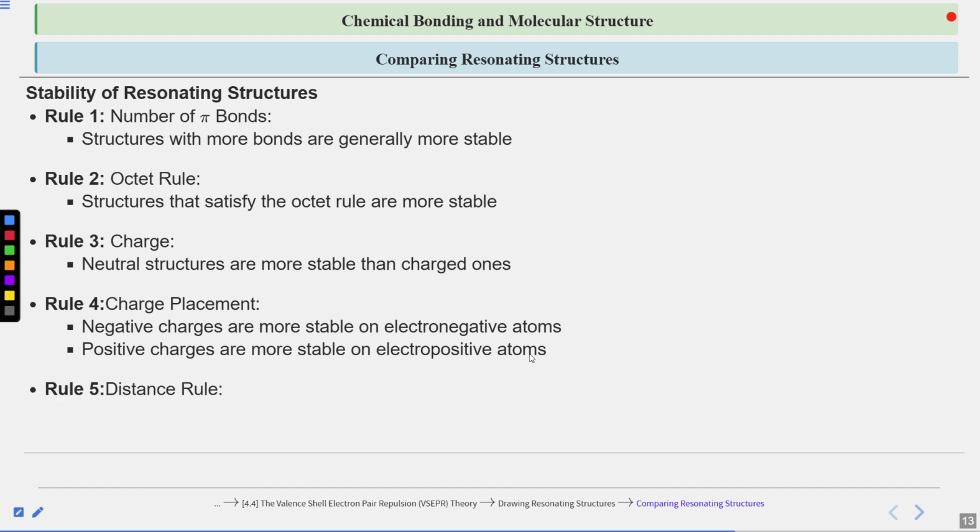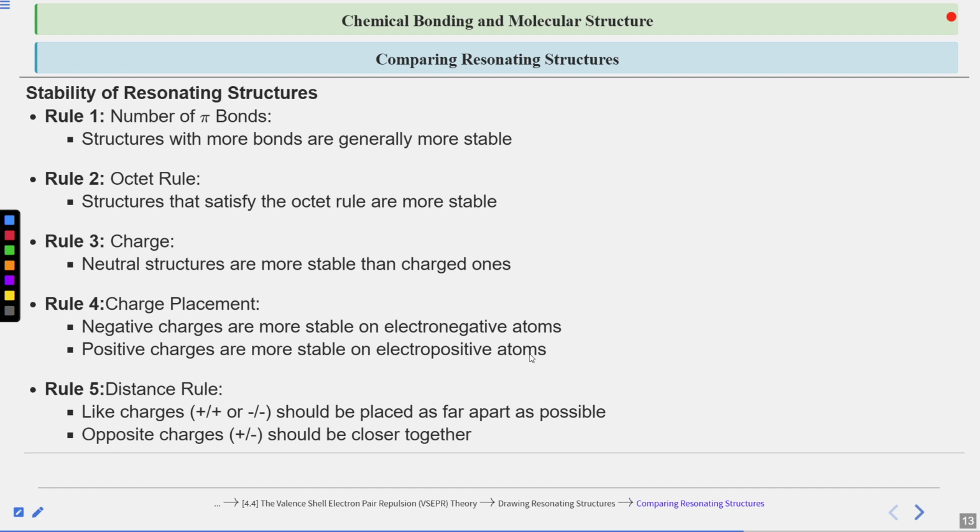And lastly is your distance rule. What is this distance rule? The distance rule says that the positive charge and the positive charge, or the negative charge and the negative charge, in simple terms, like charges should be away from each other, whereas the unlike charges should be closer to each other, that will create more stability.